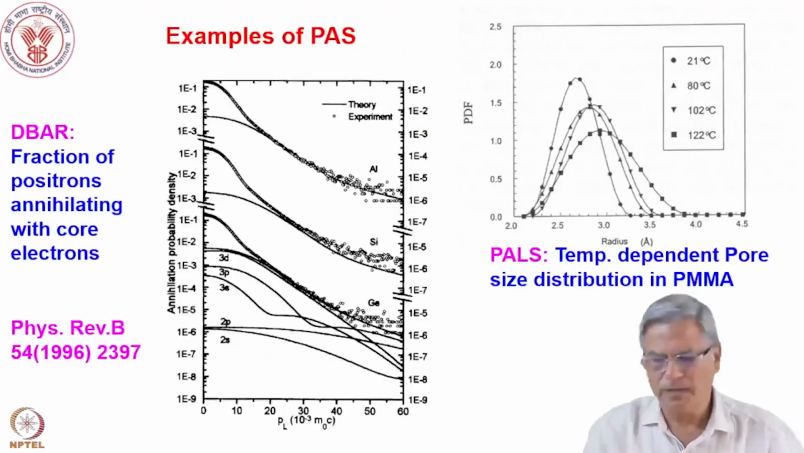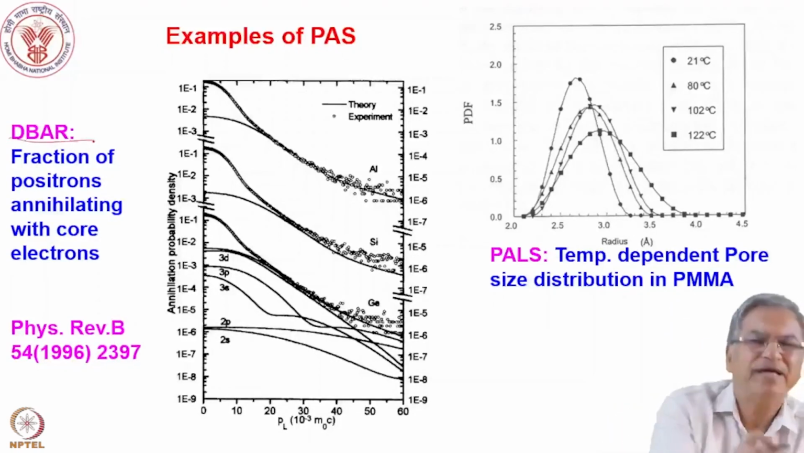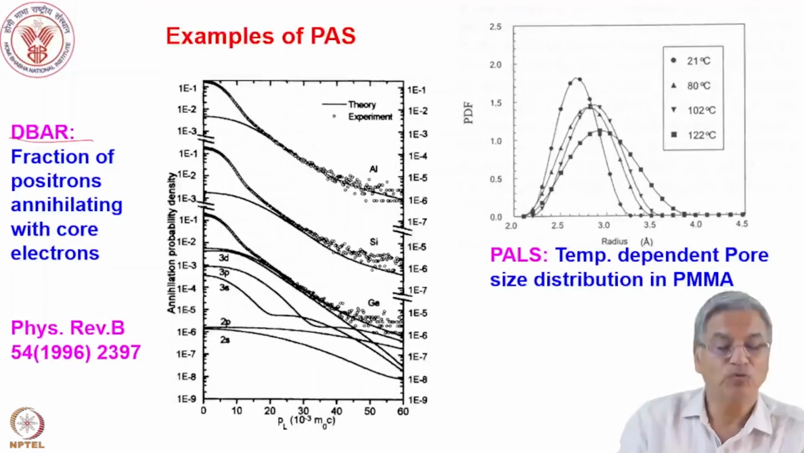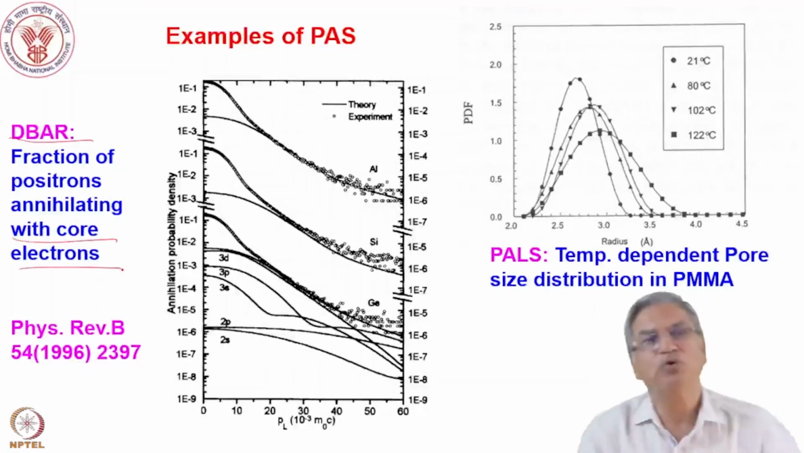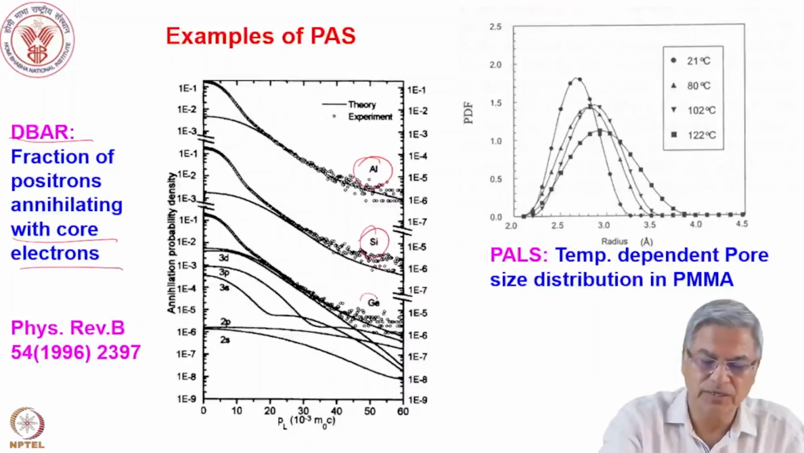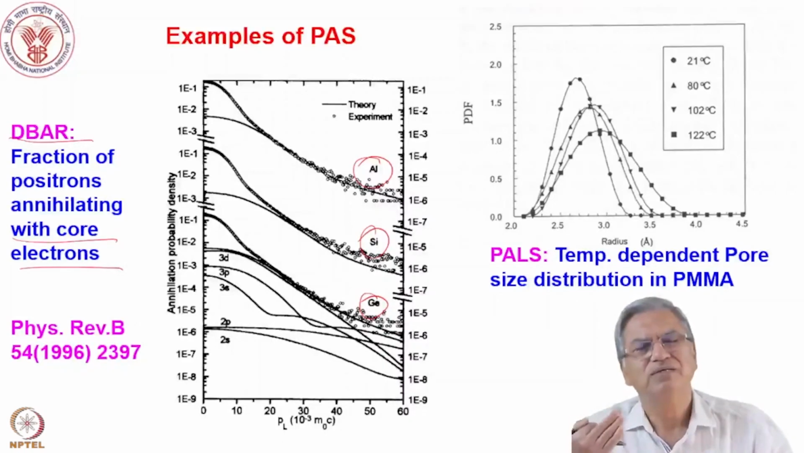So just to give you examples of positron annihilation spectroscopy, by Doppler broadening, as I mentioned, you essentially get the momentum of electrons, and if you do coincidence Doppler broadening, you can get the momentum of core electrons. So you can see the fraction of positrons annihilating with core electrons by coincidence Doppler broadening for different metals, aluminum, silicon, and germanium. You can study in all types of metals how the positron is annihilating with core electrons and valence electrons. So the role of core electrons and valence electrons in positron annihilation can be studied.